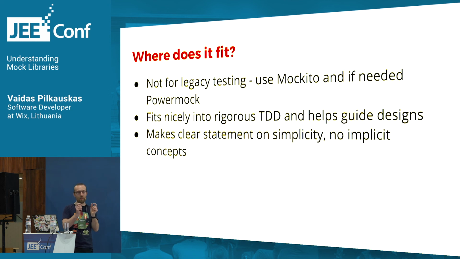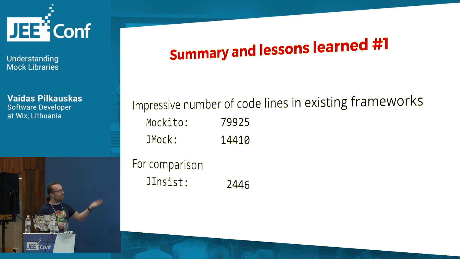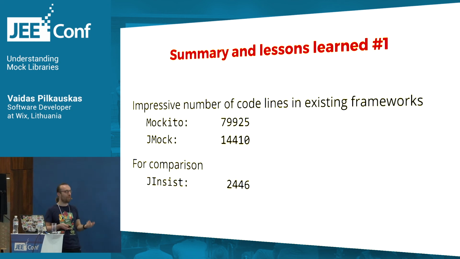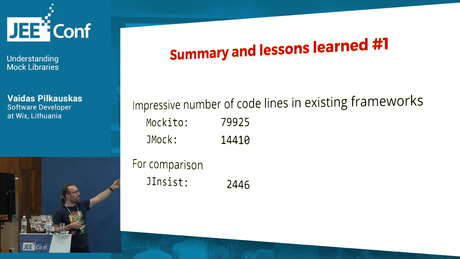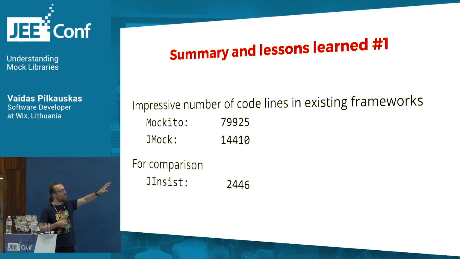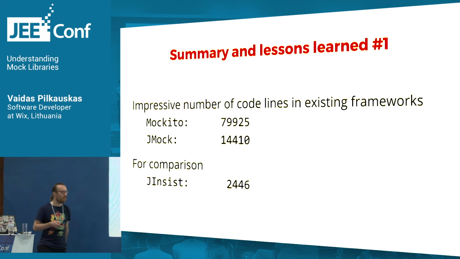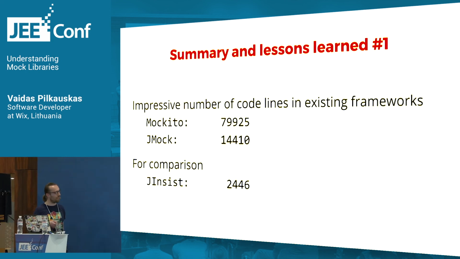Maybe the syntax is a little bit more verbose than what Mockito provides, but at least I know that mock stubbing doesn't escape the context. Another thing that really struck me is that Mockito is a very, very huge code base, which means it does many things in very different ways. For example, JMock, which I think has some features that Mockito doesn't even have, is a much smaller code base. And JInsist, of course, lacks a lot of features. It's just 2,500 lines.